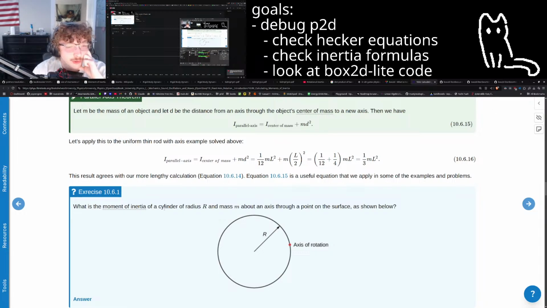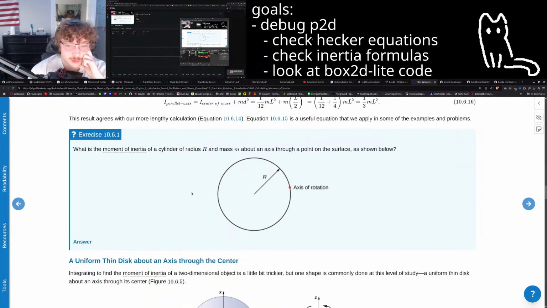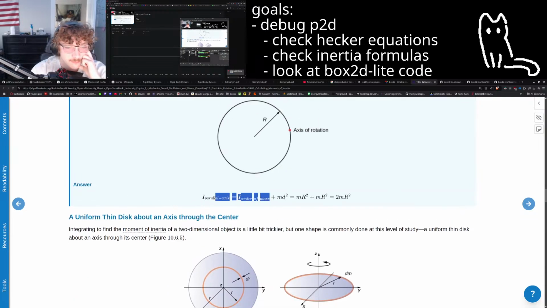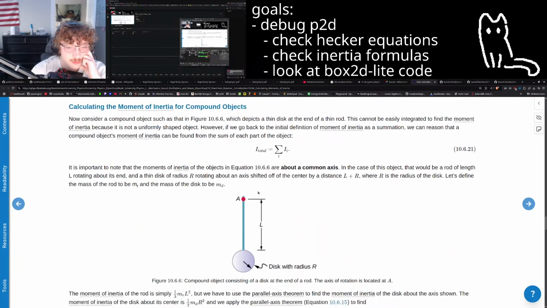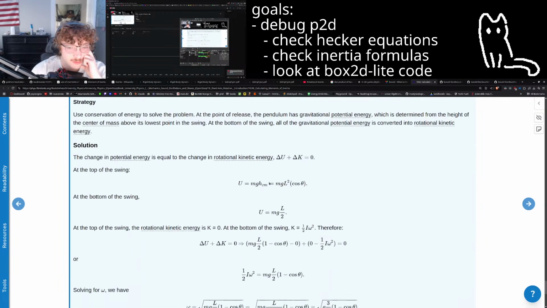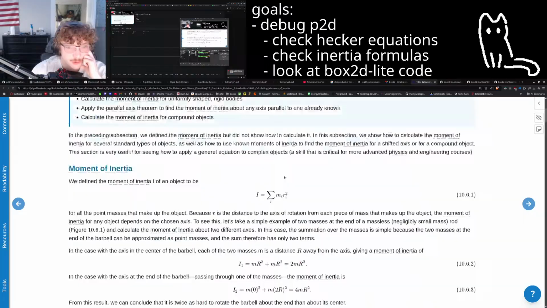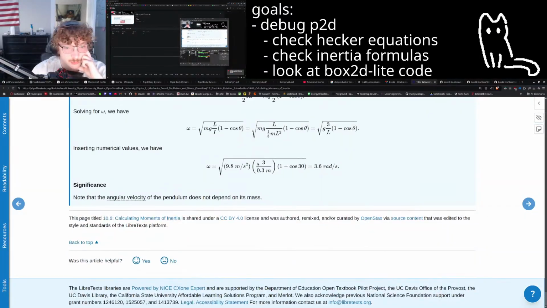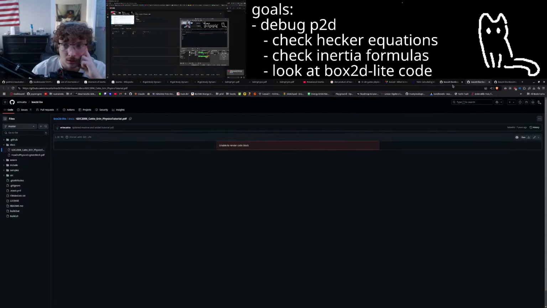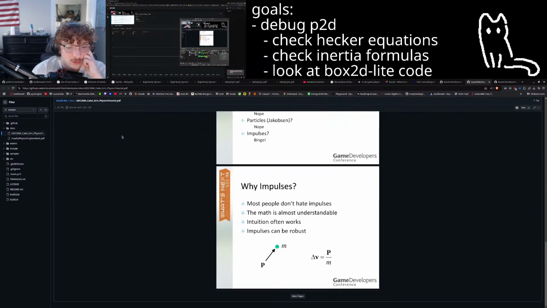Recognize that 1/12. Cylinder R. Center mass plus... okay. This is not ridiculously helpful for my purposes. I think the problem I'm struggling with is the normalization. Let's look at the Box2D slides.